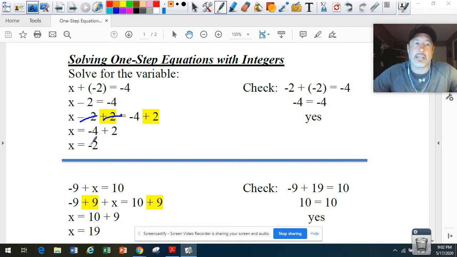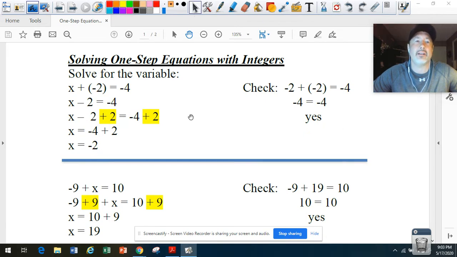Now, let's check it. Let's take this -2, which is what x is, and plug it into the x. If x was -2, we'll do -2 plus -2 equals -4. Is this true? Is -2 plus -2 equal to -4? Yes, it is. So -4 equals -4. And yes, you are correct. So we know that that one there is correct.